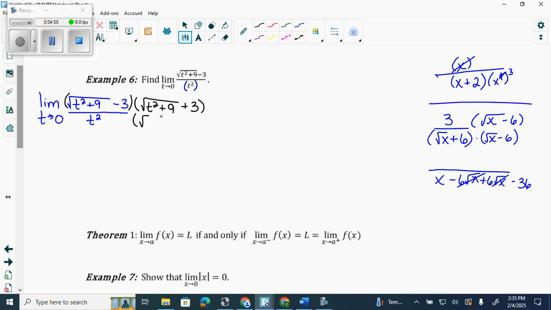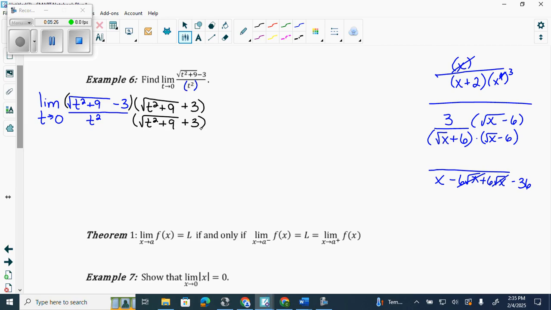Why do we do that? Remember, understanding rather than memorizing. Why do we have to do something to the top and the bottom? It's as if you're multiplying by 1. Because if I do 4 over 4, that's 1. 8 over 8, that's 1, right? If I do the square root of t squared plus 9 plus 3 over that, I'm multiplying by 1. And multiplying by 1 doesn't change anything, right? But if I did it to just the top or the bottom, I'm not multiplying by 1.